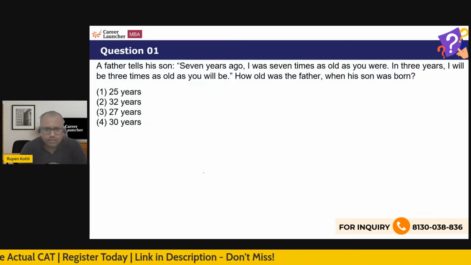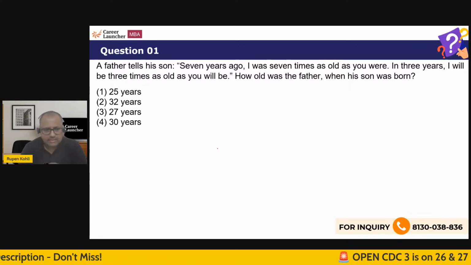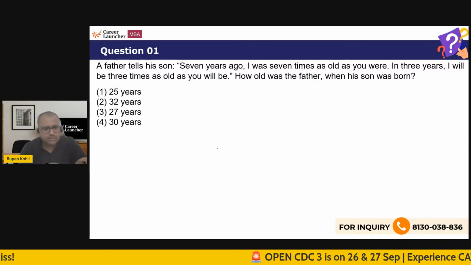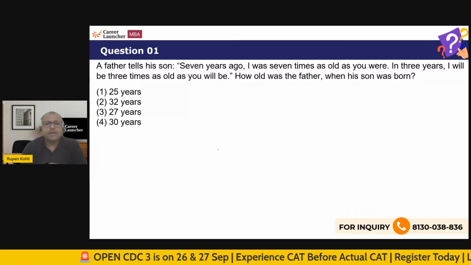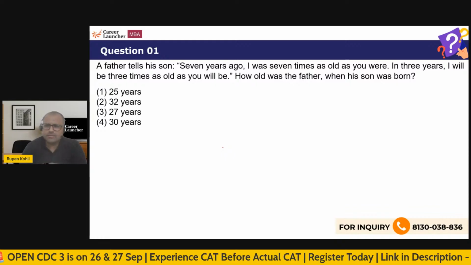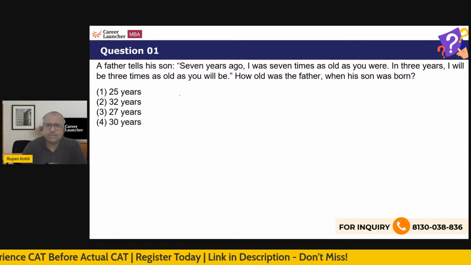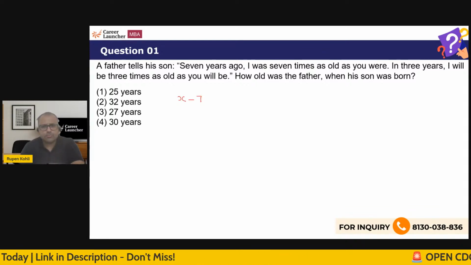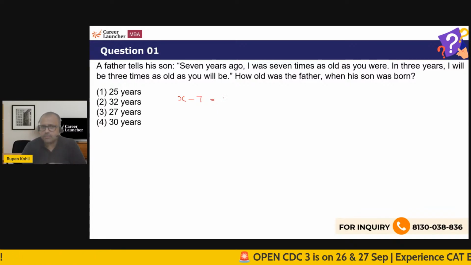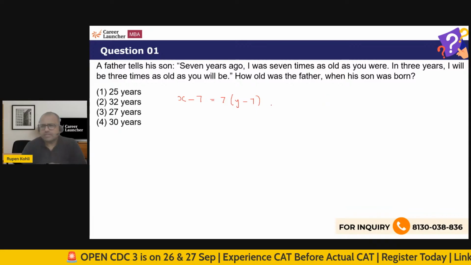Okay, so in all age problems, it is always most convenient that we take the current age of the persons to be the variable, right? So if I take x and y for the ages of the father and the son respectively, so 7 years ago, father was x minus 7, and he was 7 times as old as the son. So son was y minus 7. So x minus 7 was the 7 times of y minus 7, which we can simplify and solve.